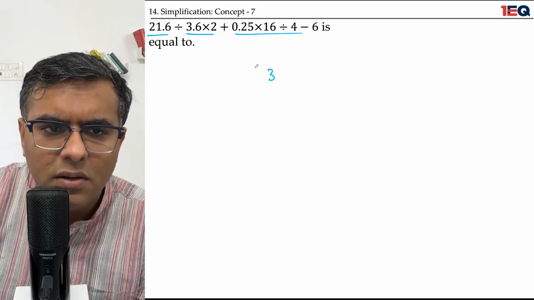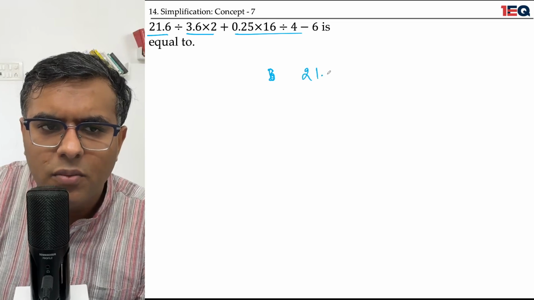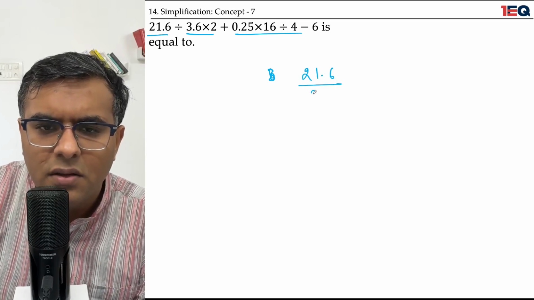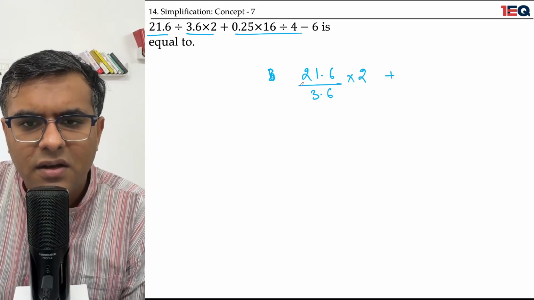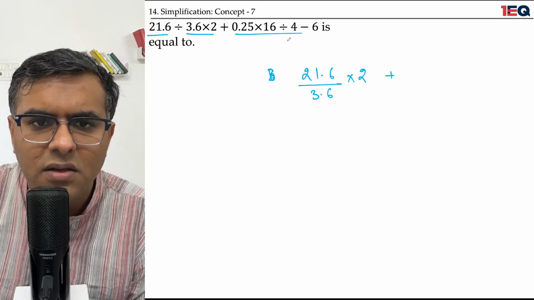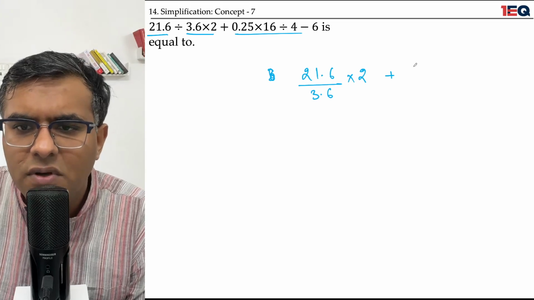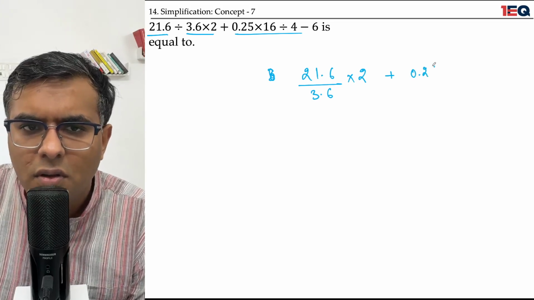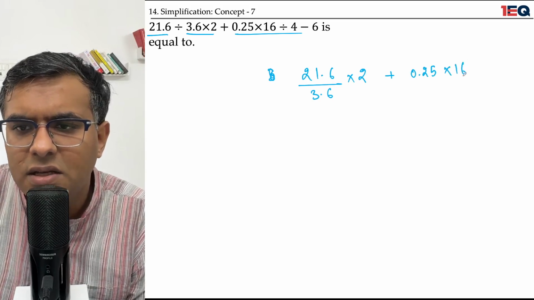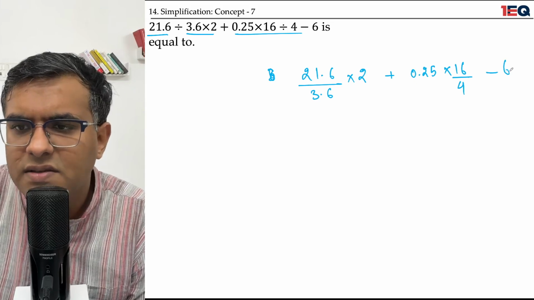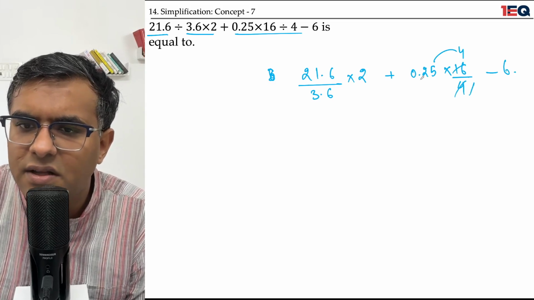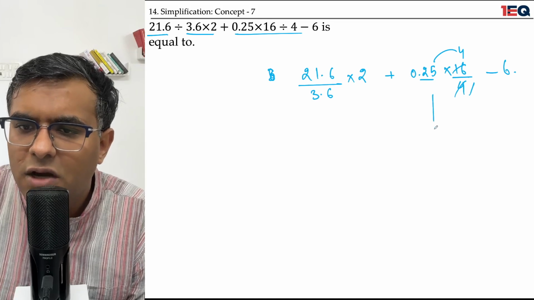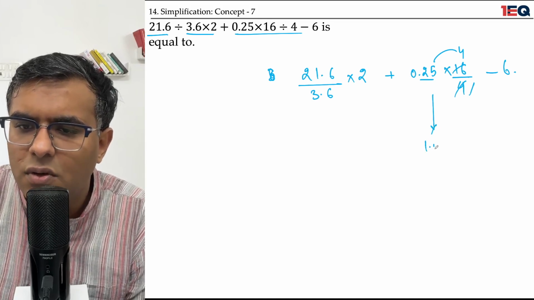I have 21.6 divided by 3.6 at first, then the entire equation is multiplied by 2. Look how smartly I did everything over here itself. I know that division has a higher precedence, so I would let that solve first. 1.25 multiplied by 16 divided by 4 and minus 6. Quickly solving it, 4 ones are 4, 4 fours are 16, 4 25s is 100. There are two decimals already, so 100 would come out as 1.00.